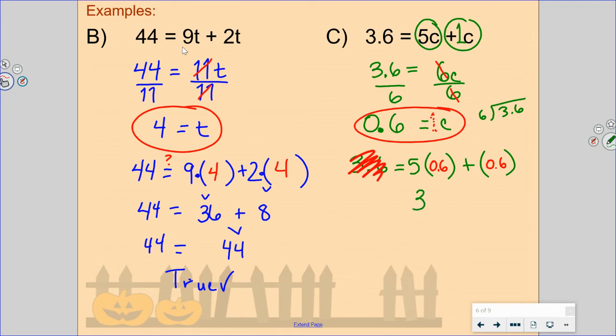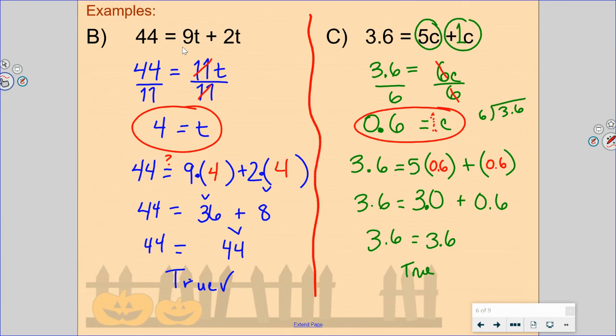5 times 6 is 30, but wait a second. We do, as a matter of fact, have one place value, so it's not going to be 30, it's going to be 3 wholes. If we add 3 wholes and 6 tenths together, and lo and behold, this does appear to be a true statement. So again, a couple things you're noticing as you look at those two problems.